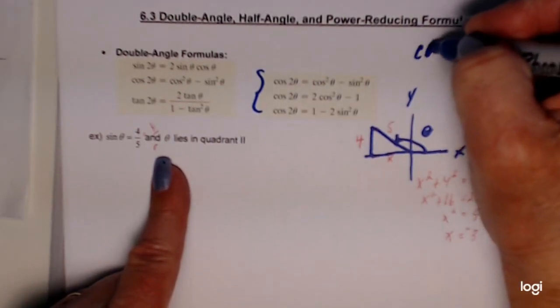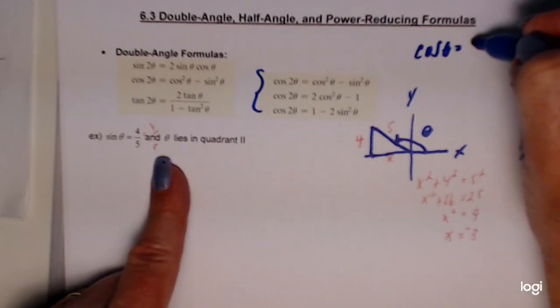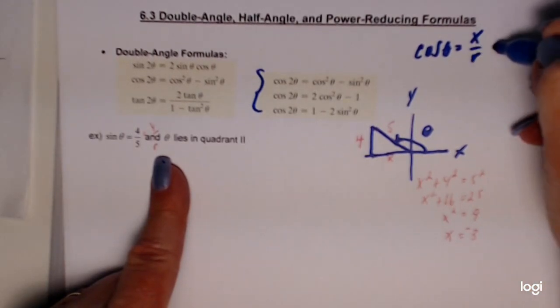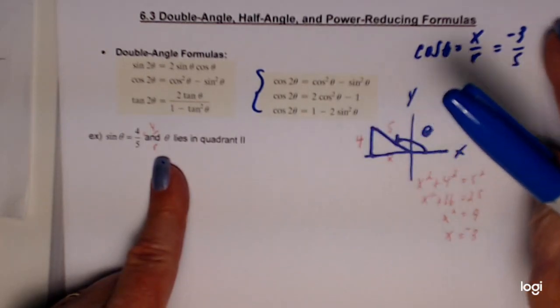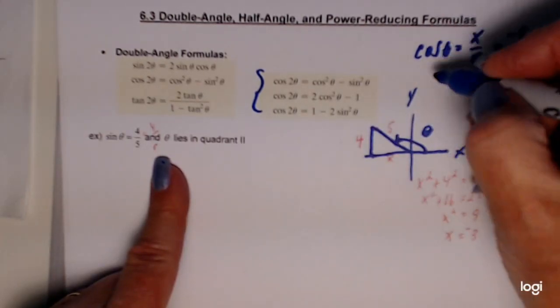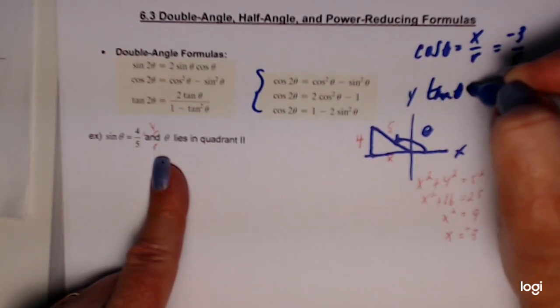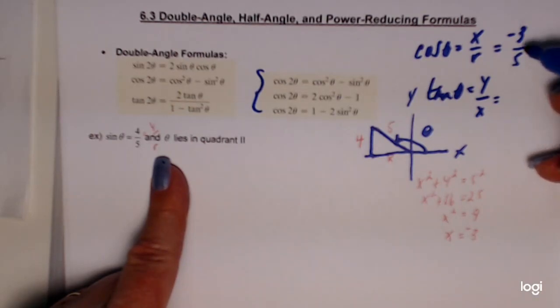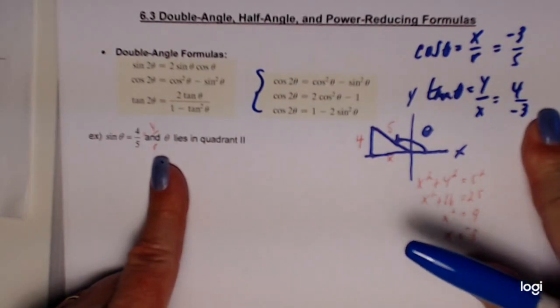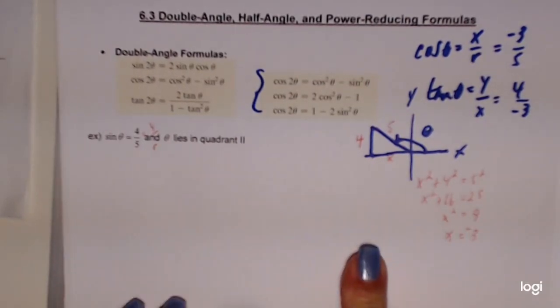We know that cosine of this angle theta is going to be x over r. And since x is negative 3 and r is 5, our cosine is going to be negative 3/5. Looking at tan of this angle theta, tan is y over x. In this case, our y is 4 and our x is negative 3. So there is our tan. So now we have all three trig functions, and let's go to our formulas.